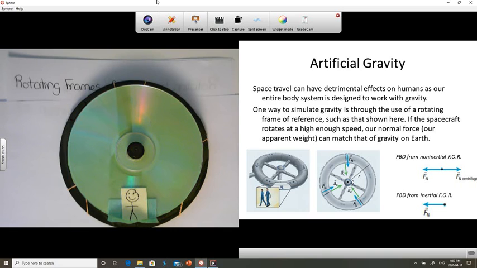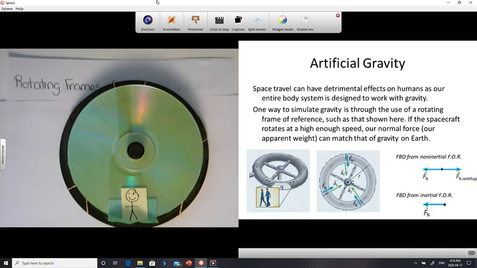Now, we know that the force of gravity due to Earth on us is our weight. We can calculate it by taking our mass and multiplying it by 9.8 meters per second squared, or 9.8 newtons per kilogram near Earth's surface. But our interpretation of our weight, or our apparent weight, is actually a result of the normal force acting on us.